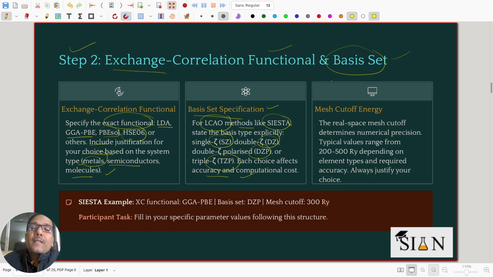And then the mesh cutoff energy. This real-space mesh cutoff determines numerical precision.